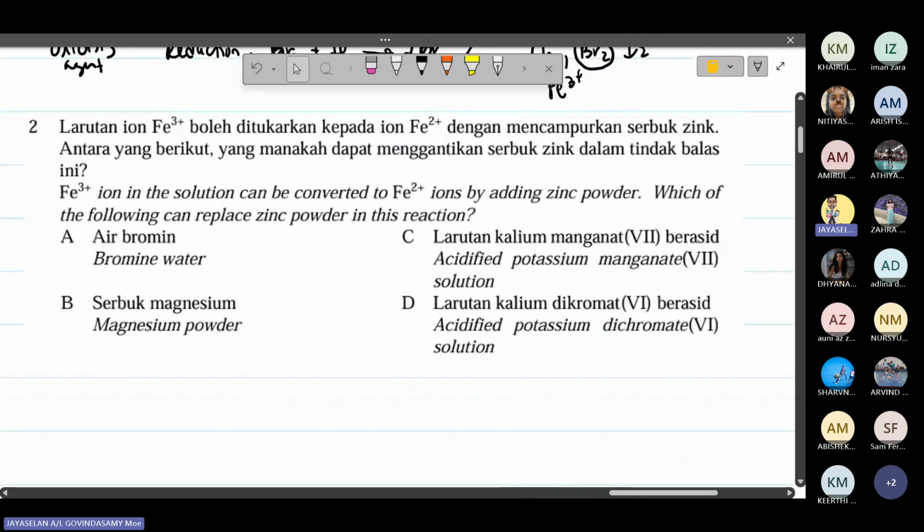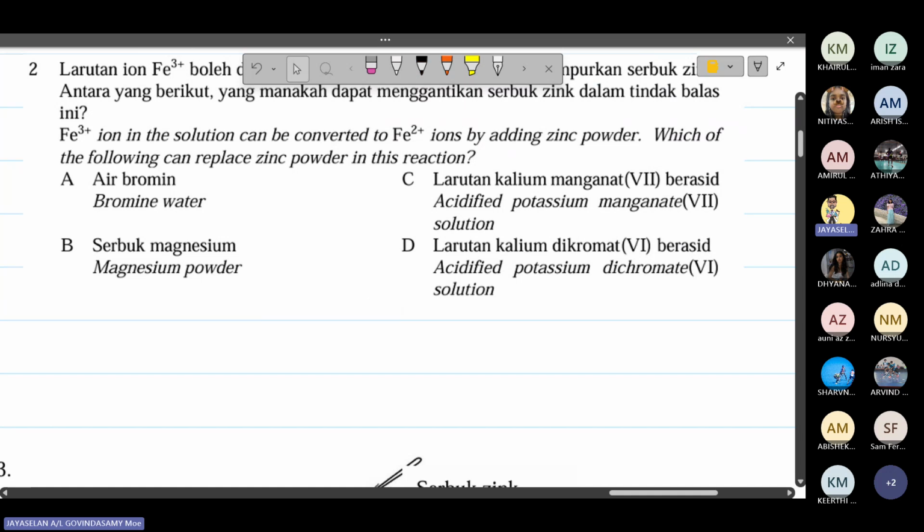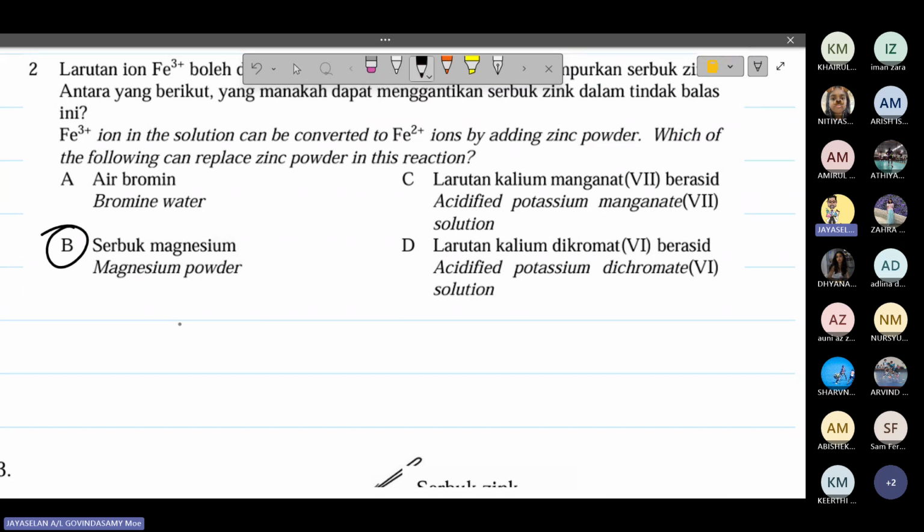Iron 3 in the solution can be converted into iron 2 by adding zinc powder. Which of the following is the reaction? So, which of the following can replace the zinc powder? This one you straight away put B. Okay, we check this one.